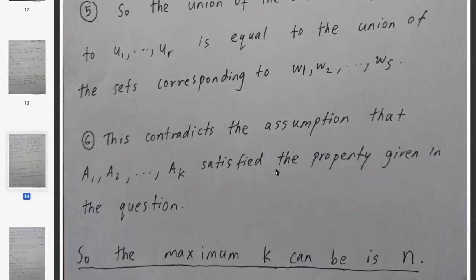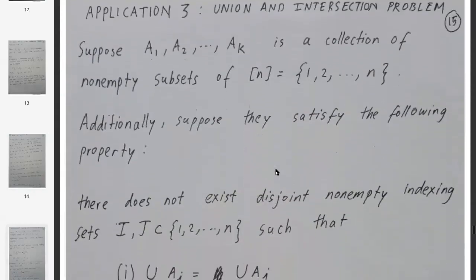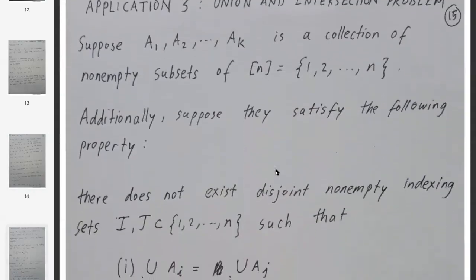Okay, now let us move on to application 3, which will just be a modified version of this problem, but the proof involves just an extra step which is quite instructive to see how sometimes you don't just take the characteristic vector but have to modify it a bit, maybe by increasing it by one coordinate or some such thing. Okay. So application 3, union and intersection problem.